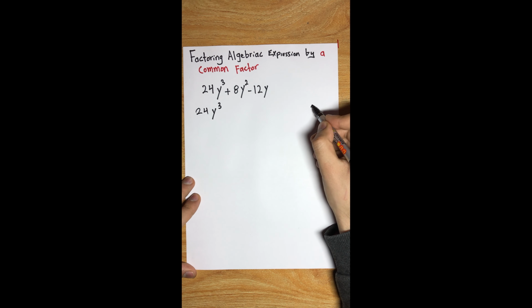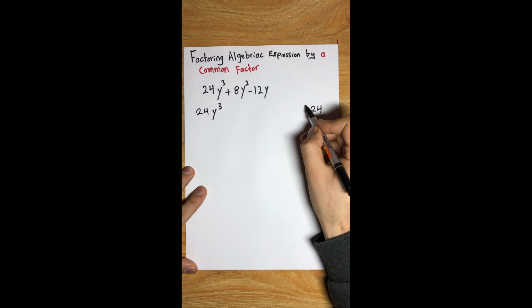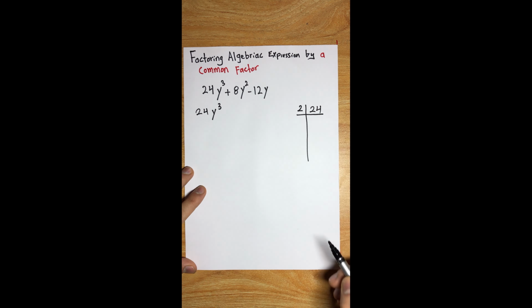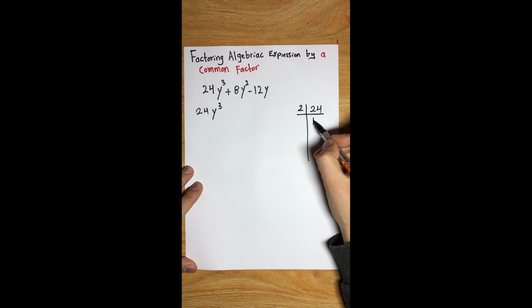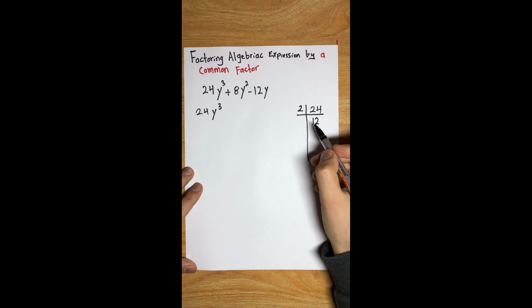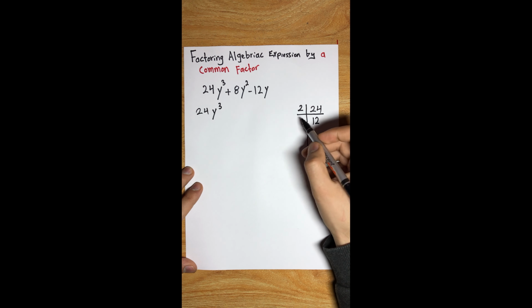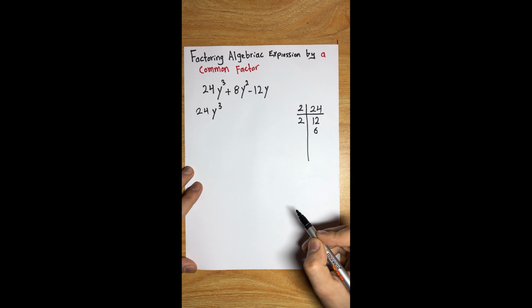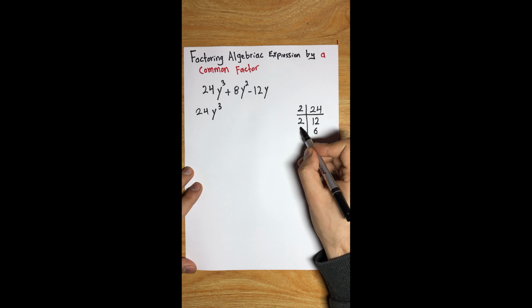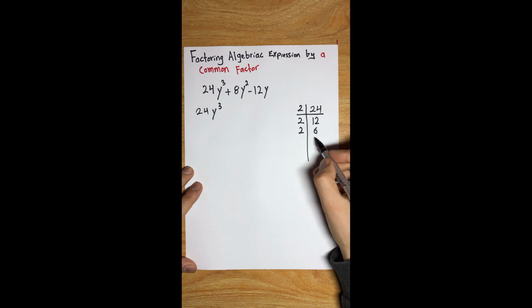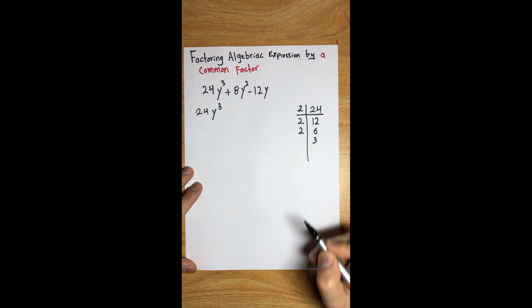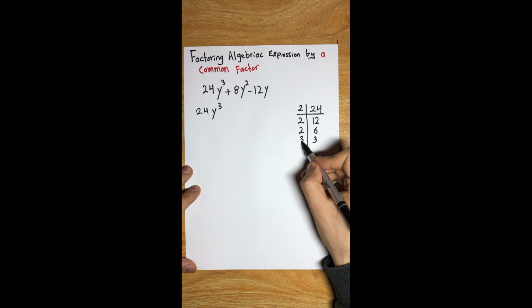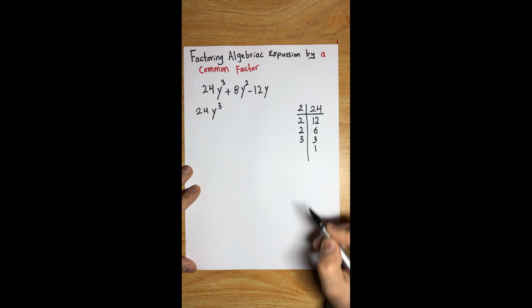Now, to factorize 24, we can divide 24 by 2, and 24 divided by 2 is 12. Now we should continue by dividing 12 by 2, and the result is 6, and also 6 is divisible by 2, so we will get 3. Now 3 is divisible by 3 only, and the answer is 1.